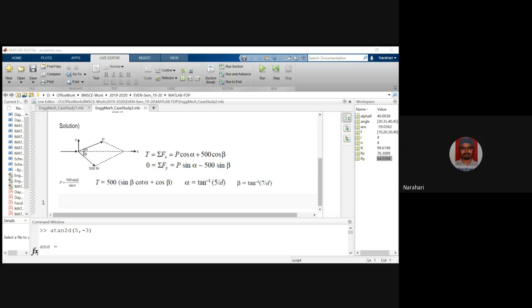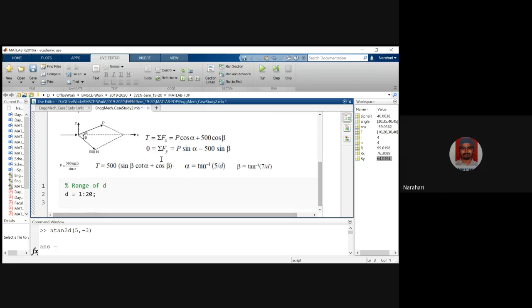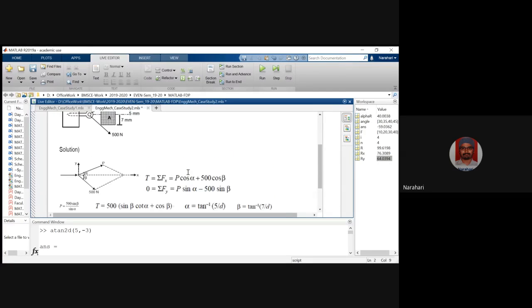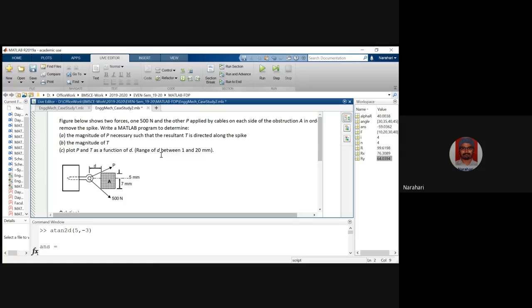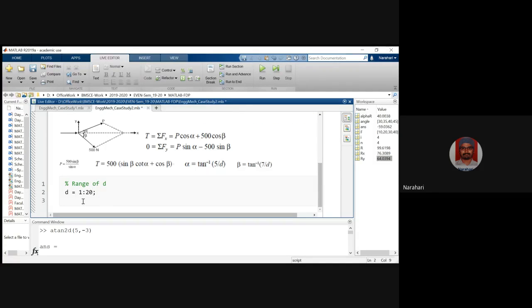Okay. So I will paste the same code one by one along with the comments. I have given comments so that it is easier for reading. I am initializing or declaring one variable d, which is going from 1 to 20 in step of 1, right? That is what this question says. You can see here range of d between 1 and 20 mm. Okay, so this is range of d.